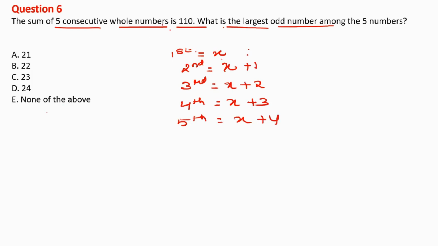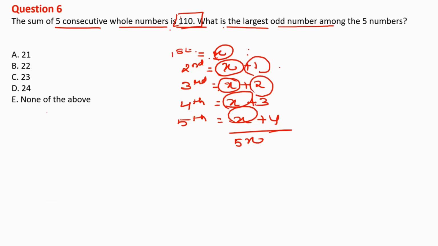So how many x's together? Their sum is, according to the question, 110. In terms of x, their sum is 1, 2, 3, 4, 5 x's. 5x over here, plus 1 plus 2, 3, plus 3, 6, plus 4, 10. So 5x plus 10 should be basically 110, or 5x should be 110 minus 10, that's 100.